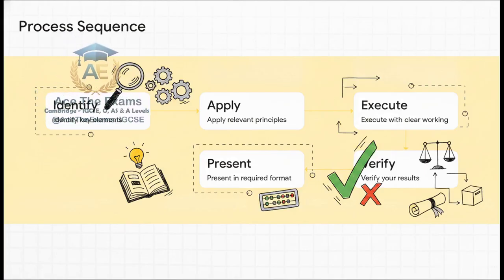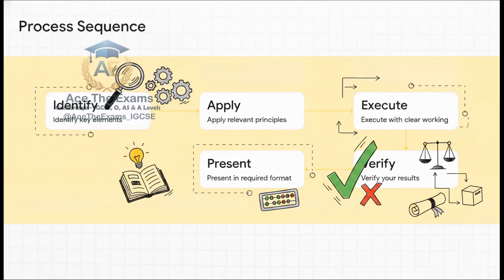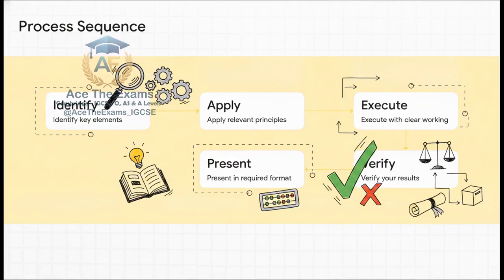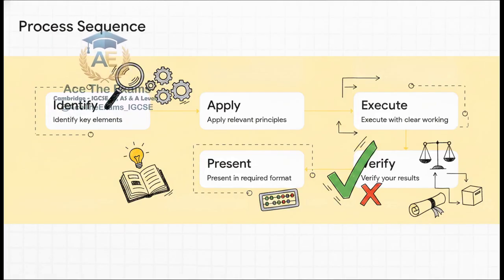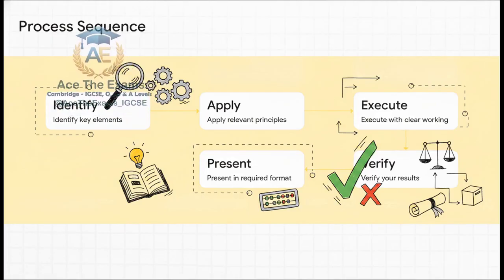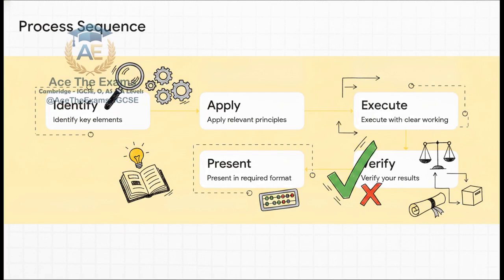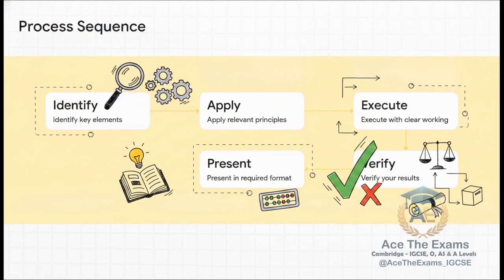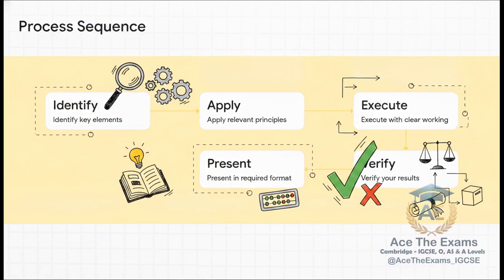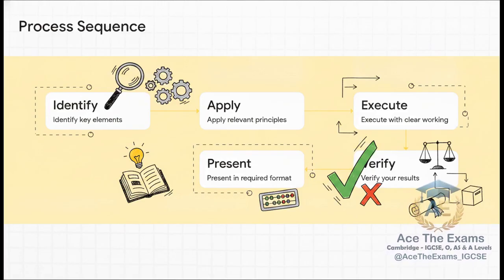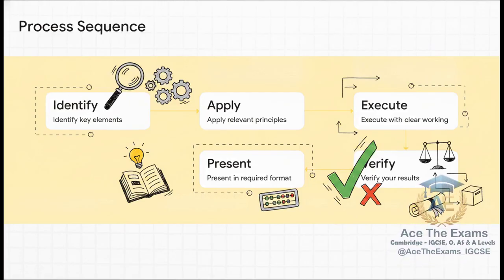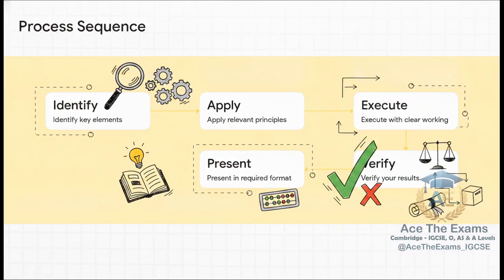Third, you execute the analysis with incredibly clear working, maybe by tracing the variable states step by step. Fourth, you verify your results against the actual constraints of the question. And finally, you present your answer in the specific format requested by the command word. This sequence is your ultimate safety net. It actively forces you to slow down, process the problem systematically, and deliver exactly what the mark scheme demands.